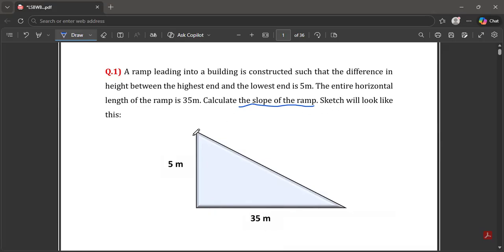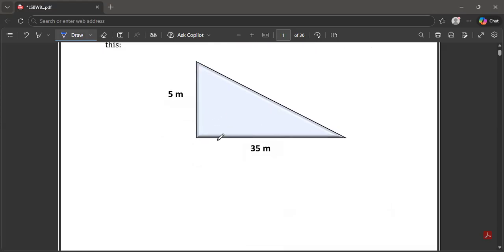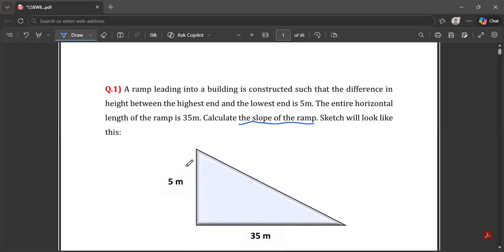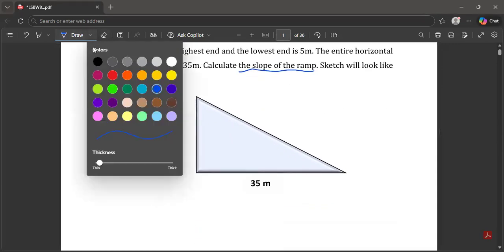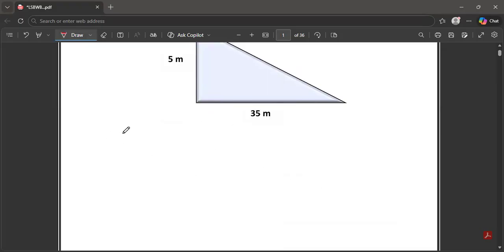And the sketch looks like this as we are seeing over here. So this is the horizontal distance of 35 meters, and also this is the rise. Basically, we can say that slope is the ratio of rise to run expressed as a percentage. Without wasting much time, let's quickly bring out the given, then use that to solve our problem. As simple as that.